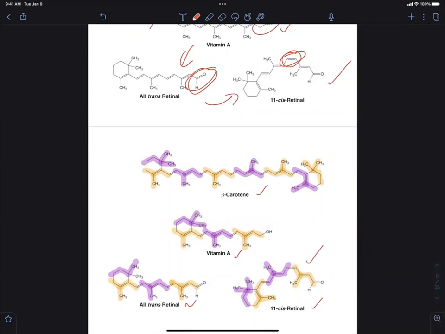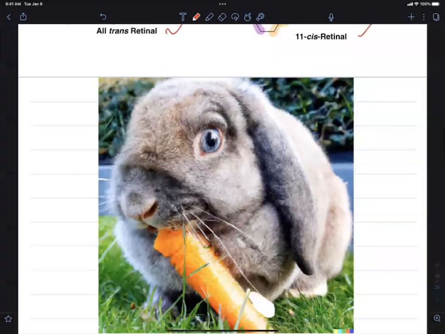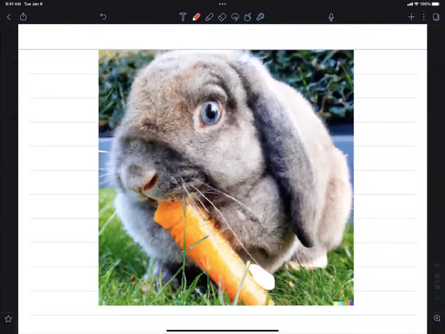cis-retinal came from plants. So I'm going to leave you with an image that I made by AI that'll help you remember this story. I asked the AI generator to give me a cute bunny with a huge eye so you can remember how vision, mammalian vision, is related to carrots, because of course our bunny is eating the carrots. I hope you found this useful.